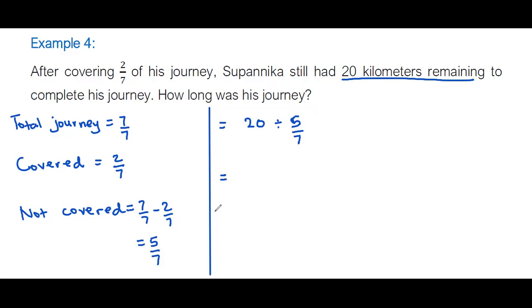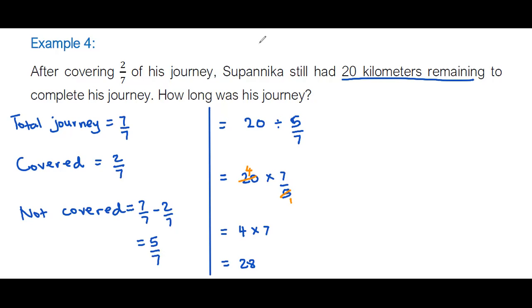So what should be the next step? If we have 20 divided by 5 out of 7, what should we do next? 20 times 7 out of 5. 7 out of 5. Very good. So you can see that we can reduce 5 to get 1, and 20 by 5 we get 4, right? Okay. So what do we have left? 28. Yes, 4 times 7, which is 28.